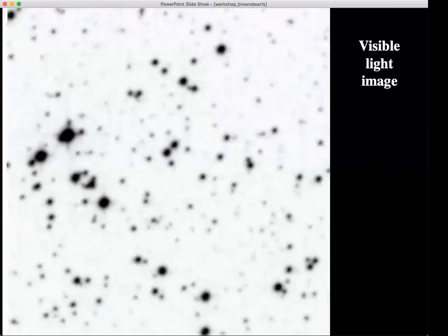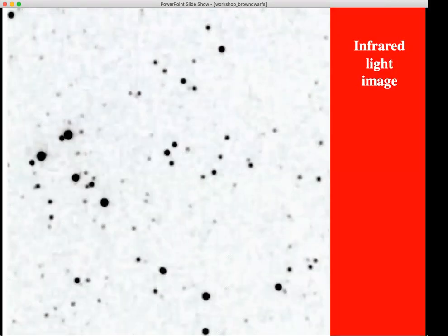So to kind of illustrate this, this is a picture of one of the brown dwarfs that we study from time to time. This is a visible light image, and it's inverted, so the stars are dark and the background's white. It's just easier to see that on a screen. So that's a visible light image of our brown dwarf, and here is an infrared light image of our brown dwarf. Where is the brown dwarf?